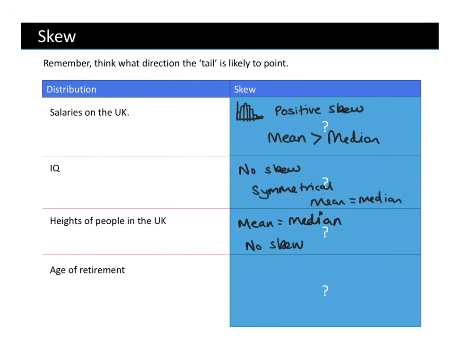Then, age of retirement. What age do people retire? Now we're going to find this is going to give us negative because we're not going to have many people young, are we? But then, some people retire at 50, 60, 65. Okay? This is going to give us a negative skew. And this is because the mean is less than the median.